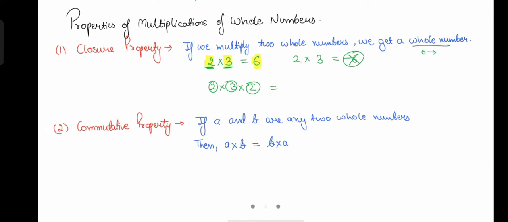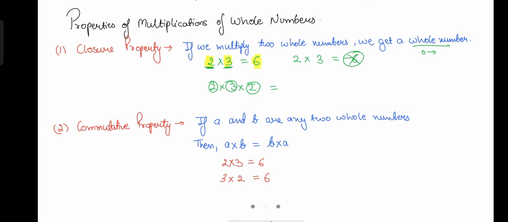Okay, so if A and B are two whole numbers, let's consider the two whole numbers as 2 and 3 only. So if I have 2 and 3, what are they saying? That when you multiply them, what will happen? You will get 6, right? Now let's reverse the order. Instead of writing 2 multiplied by 3, I'm going to write 3 multiplied by 2. What will my answer be then? Will it change, or will it be 6 only? No, it will be 6.